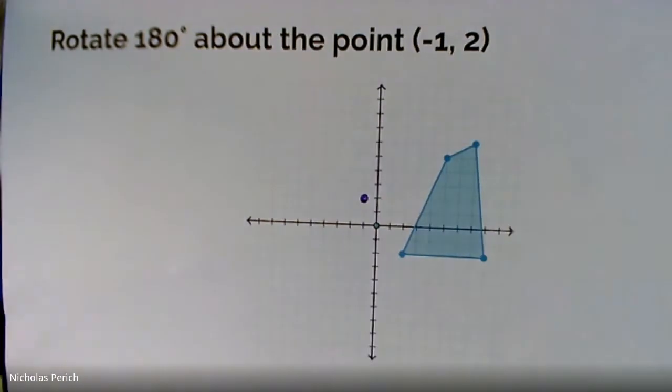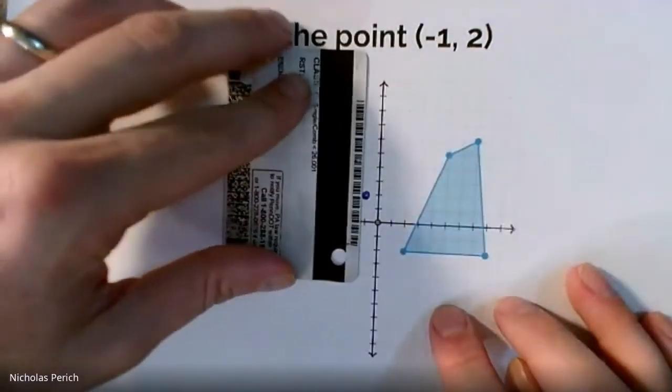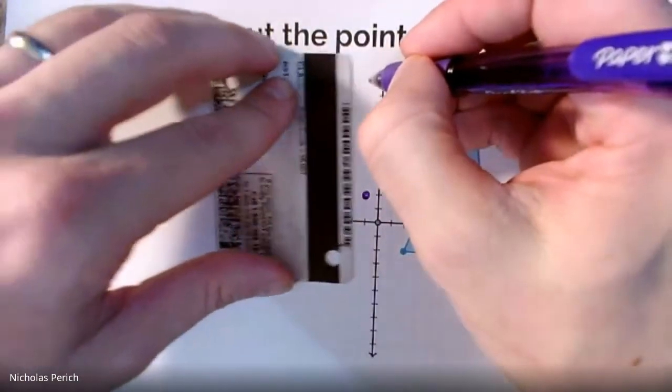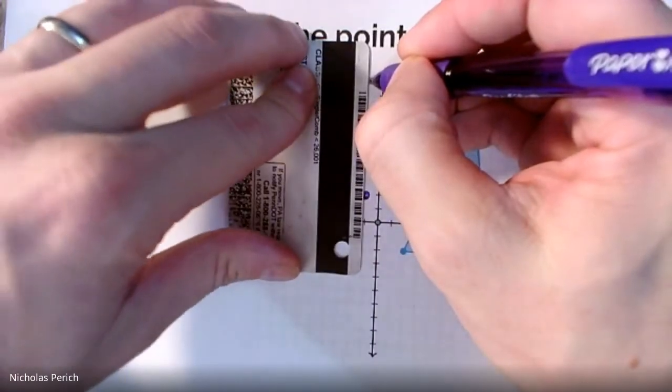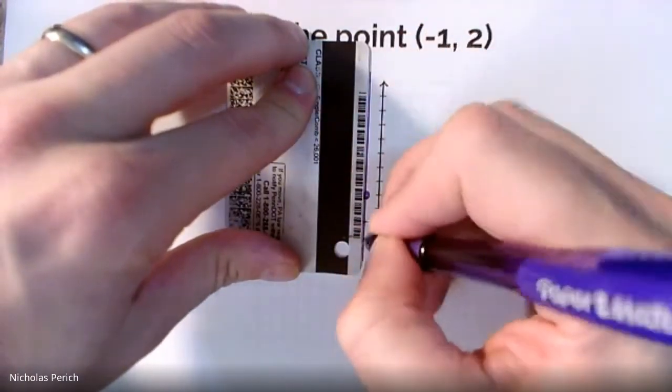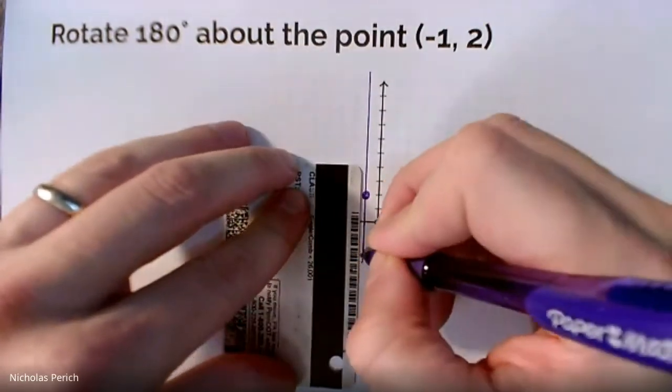Now, the best way to make believe that that's the origin is I put a dot there and I draw myself a new axis. So that's why I have the old driver's license out, because I couldn't find a ruler.